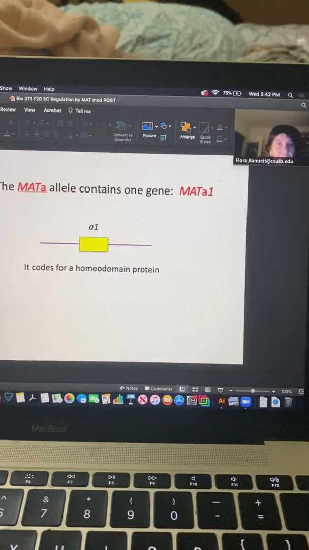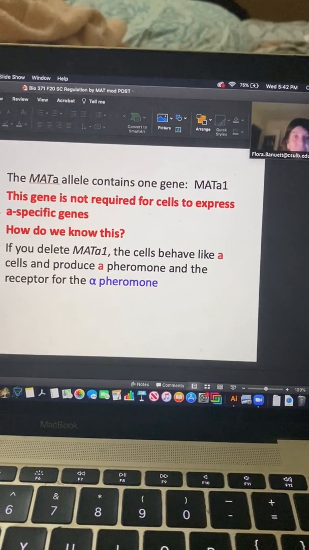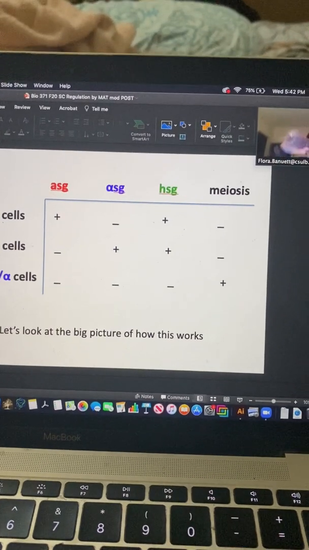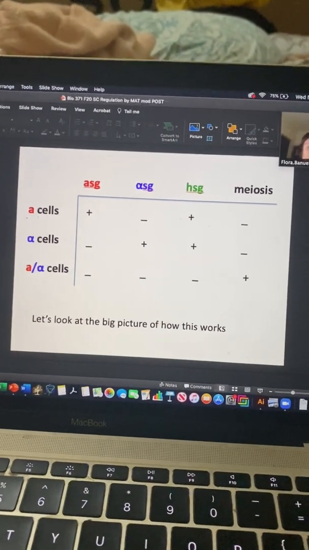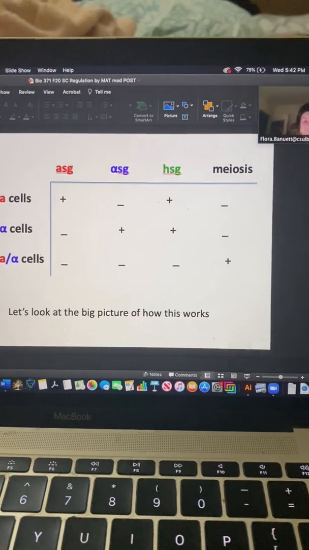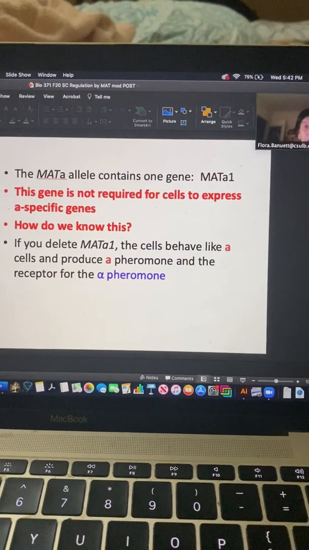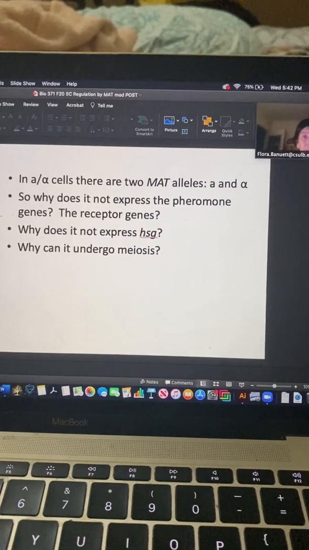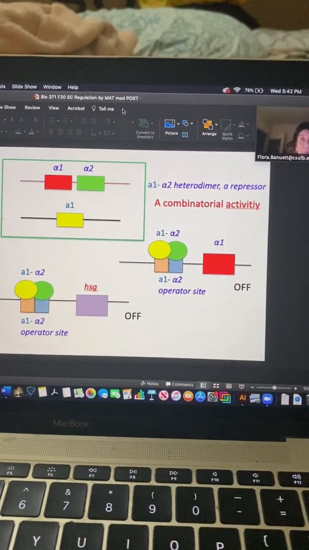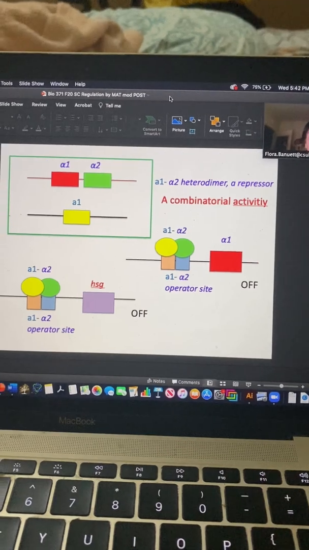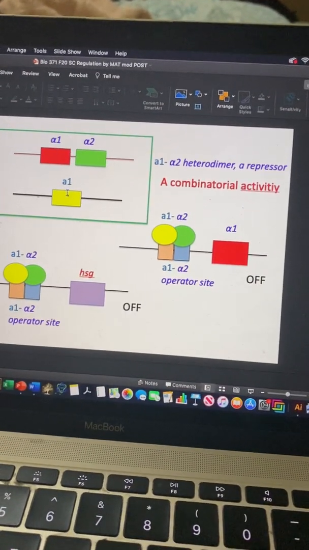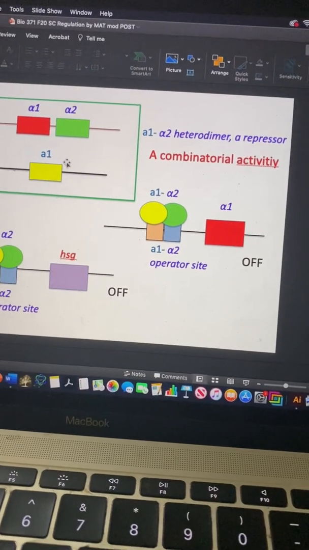As you go through that, you start to understand this table a little better. This table is summarizing observations. So let's look at the A alpha diploid. Remember, you have the alpha allele, which has two genes, and the A allele, which has one gene.